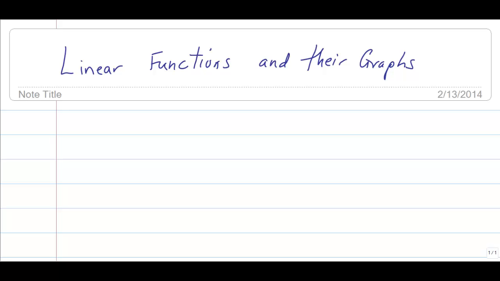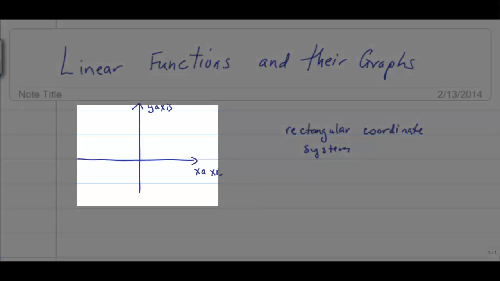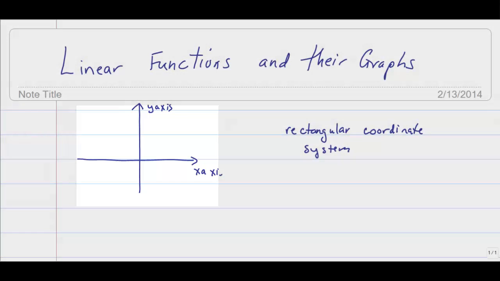I want to do a quick review of linear functions and their graphs. Before I do that, I want to talk about some of the basics. This is what's called the rectangular coordinate system. It's also called the Cartesian coordinate system. It has two axes, and they are at a 90-degree angle to each other. The horizontal line is called the x-axis, and the vertical line is called the y-axis.